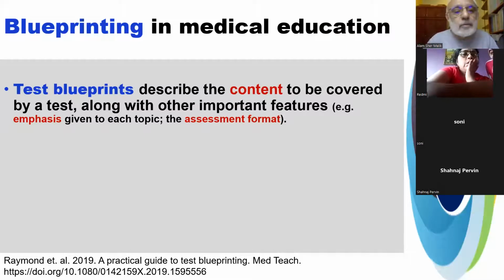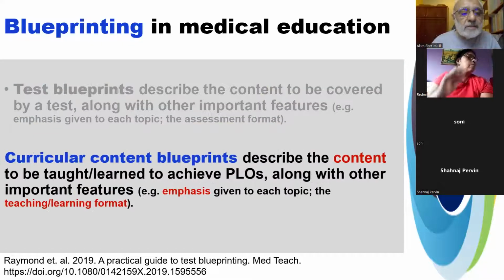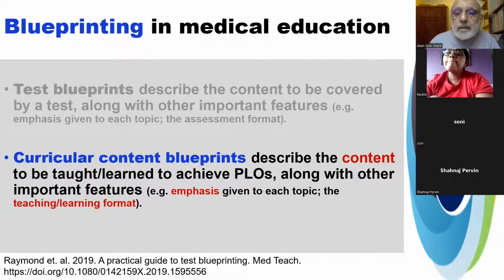Now, these are two important statements here, which differentiate between test blueprint or blueprinting for assessment and blueprinting for curricular content. Test blueprints describe the content to be covered by a test, along with other important features, for example, emphasis given to each topic and the assessment format. Whereas curricular content blueprints describe the content to be taught and learned to achieve program learning outcomes along with other important features, here, emphasis given to each topic and the teaching learning format. I think these two statements make very clear the difference between blueprint for assessment and blueprint for curricular content.